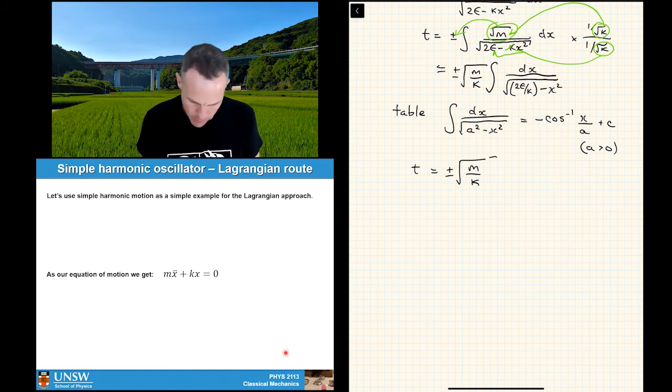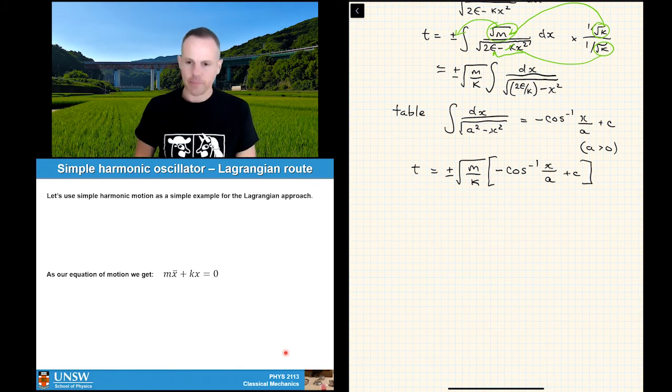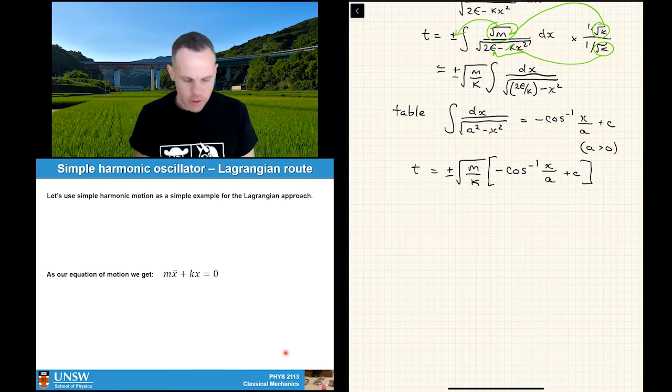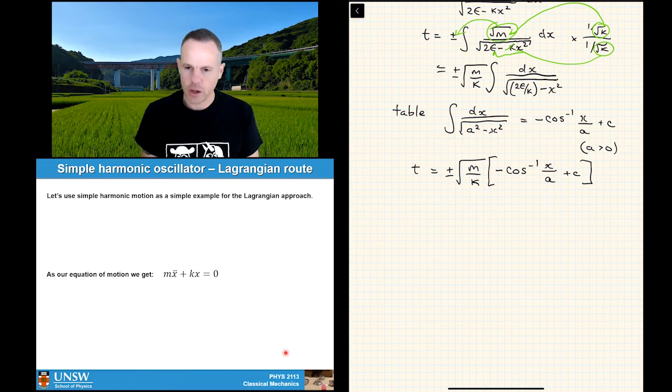And I'm going to keep it for a really good reason here for a second. I'm going to go minus cos minus 1 x on a plus c just here, okay? And the reason why I'm going to resist the temptation to stick my square root 2E on k into there is I can see the physical meaning of a by looking at this equation, right?